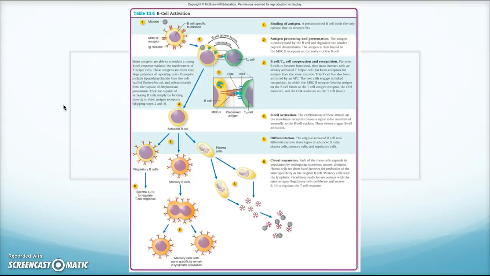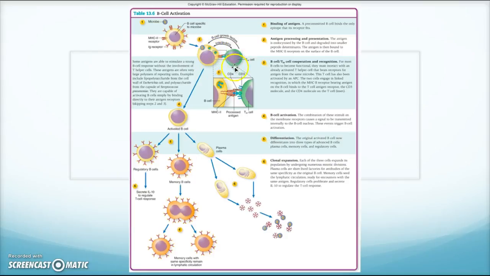So the interesting thing about B cells is there are two ways that they can be activated. The first is pretty simple, and that's that they actually bind that microbe or antigen, and that actually activates them. The second way is that they are activated by a T helper cell that helps recognize and helps activate the B cell by recognizing that antigen. And so that would be where we would have B cell and T helper cell cooperation and recognition.